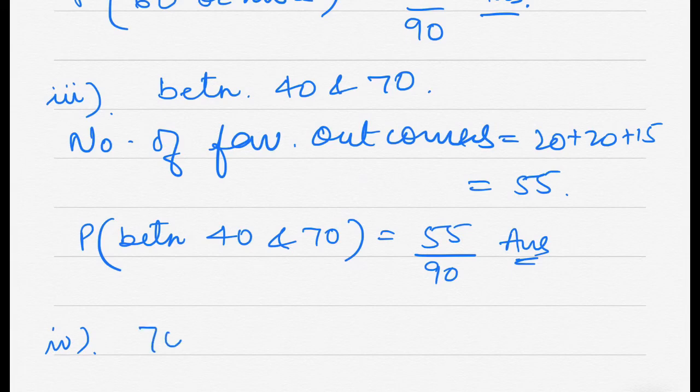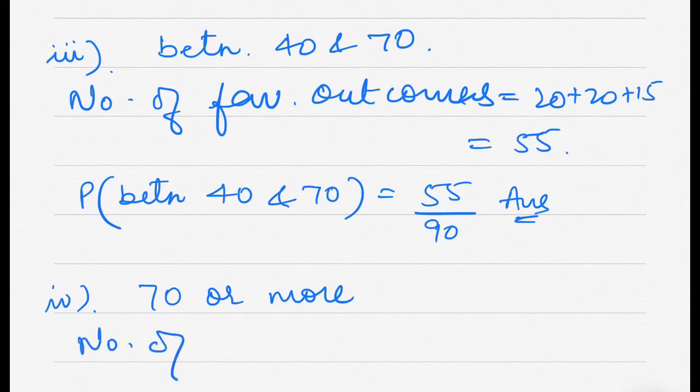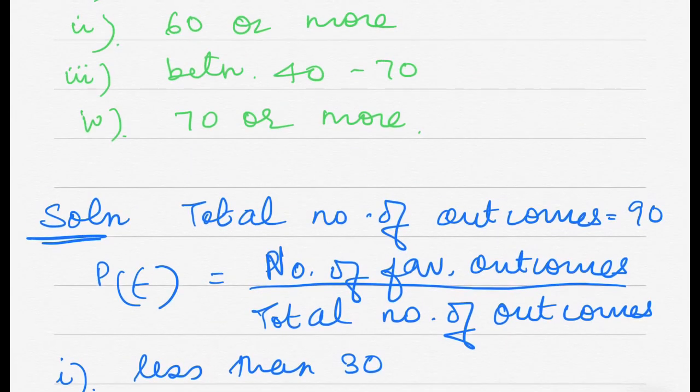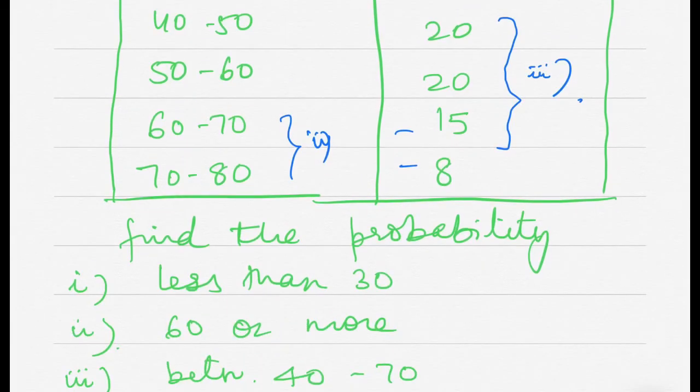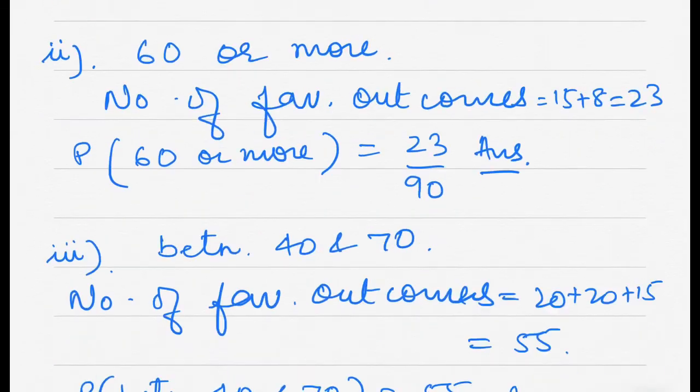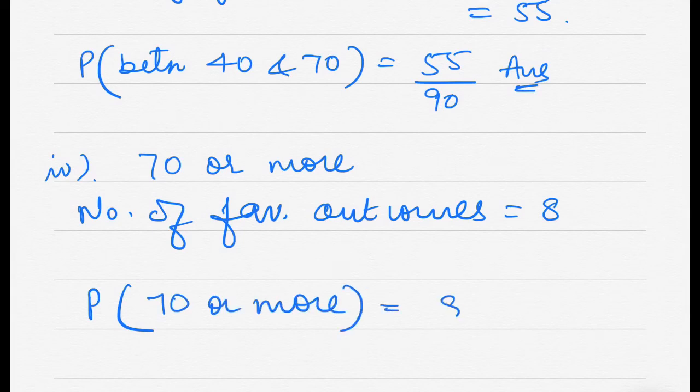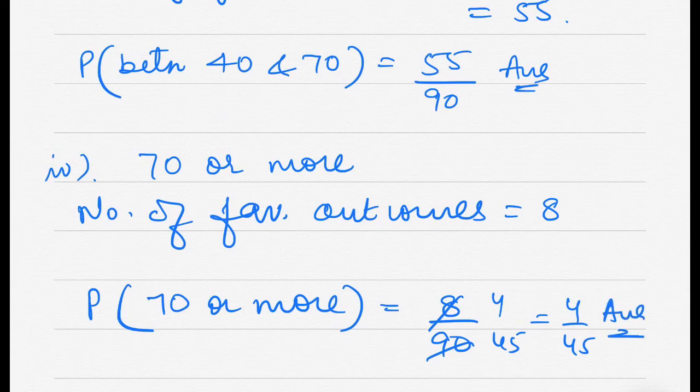Okay, let's move to the fourth part. The fourth part says 70 or more marks. So again we have to find the number of favorable outcomes of 70 or more marks. So 70 or more is 8, correct? Only 8 we have, from the table we figure out. So the probability of a student who will get 70 or more marks is equal to 8 by 90. So 2 4s are 8 and 45 times, so 4 by 45 will be my answer.